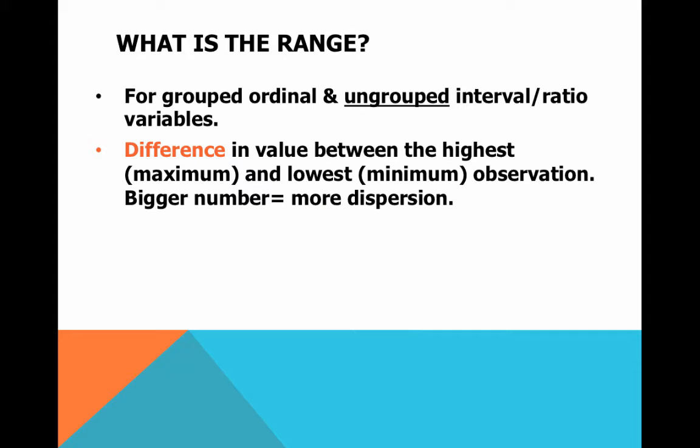Really, the range is just the difference in value between the highest, the maximum number, and the lowest, the minimum number. The bigger this number, the bigger the range, which indicates there is more dispersion. This is simply the notation for this: the range equals x sub max minus x sub min, where x is an individual score. So the highest individual score minus the lowest individual score.